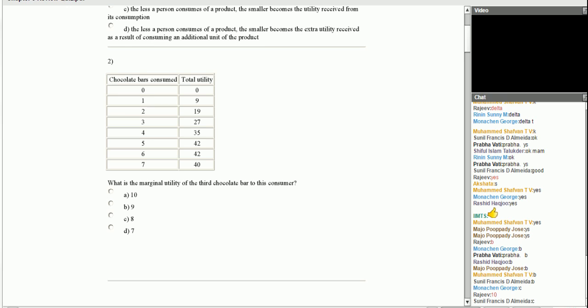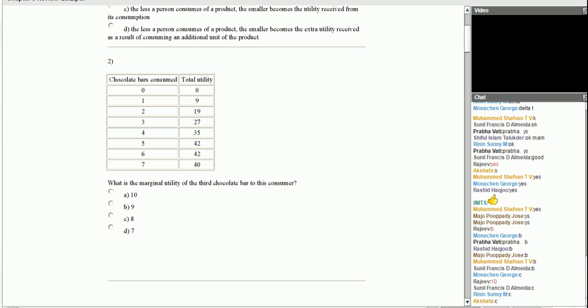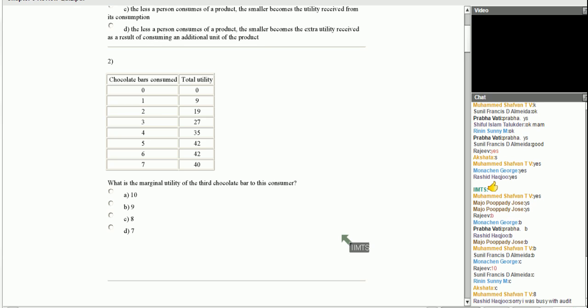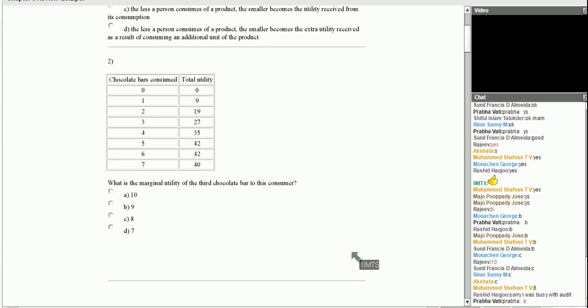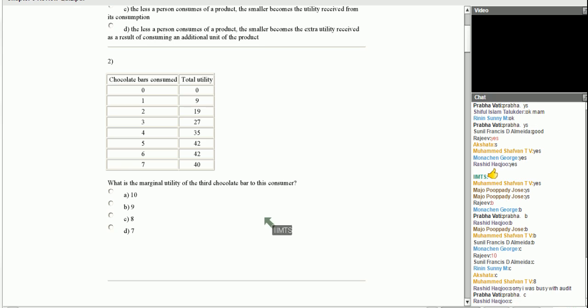Rinin, Majo, Rashid, Muhammad. Rashid, you are very late for the class. You joined almost after half of the session, isn't it? Prabha, Akshita, what's your answer? Anas? Okay, you were busy with audit work. Alright. So will this go on for a long period of time, means you'll be busy throughout the month or just for today.